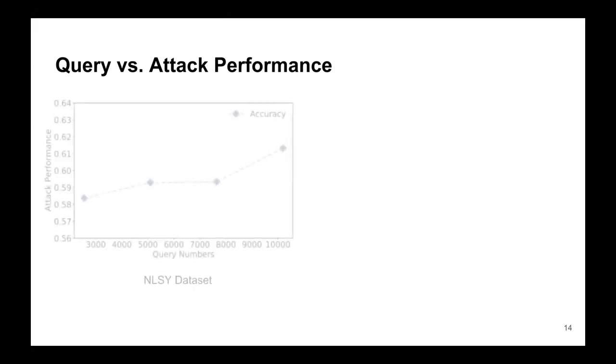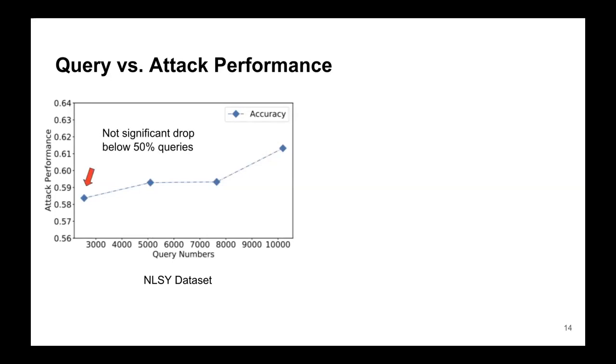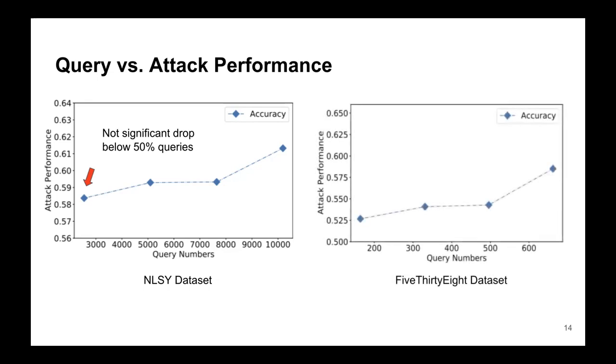So another interesting observation is that even if we reduce the query number of our attack below the 50% threshold, that means our attack has more than 50% fewer queries compared to the existing ones, there is still not that significant a drop in performance. So it is still effective. That shows the robustness of our attack with varying query numbers. And of course, another observation is that as we increase the query number, the attack performance slightly improves, as is expected for other privacy attacks.